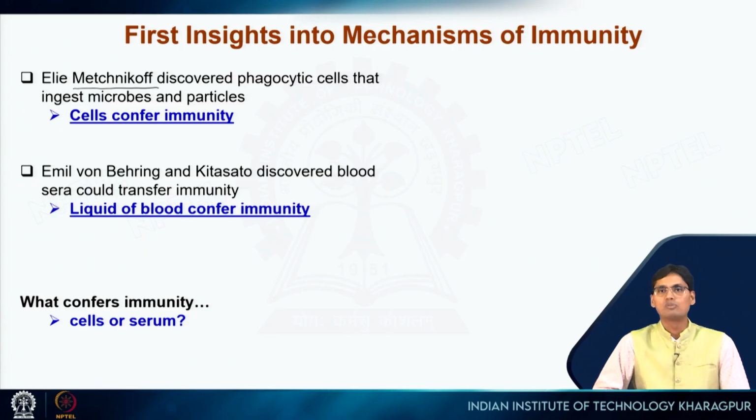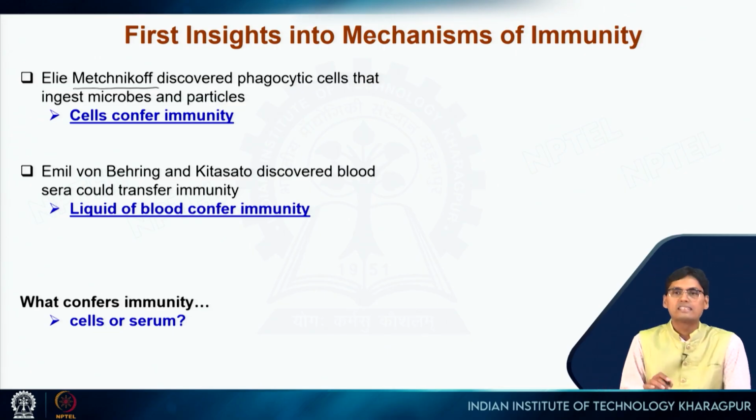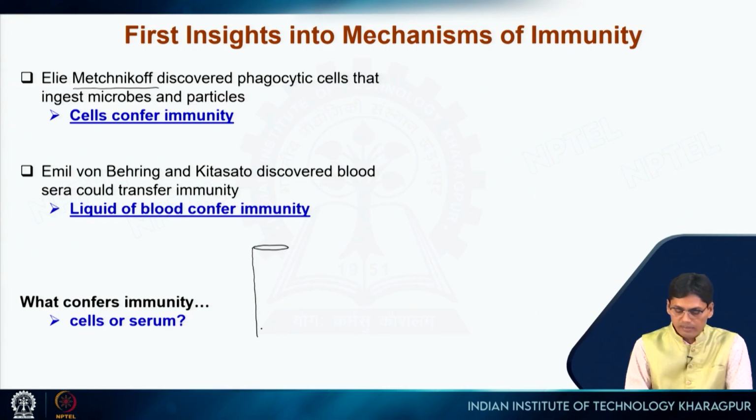This is from a long time back, as you can understand, but now we know both are very important. Sera, that means serum, and cells are both indispensable for immunity, and they protect us. First I should explain what cells and serum are, because that will be clearer to you. For example, if you take a blood sample in this tube, where you just draw some blood from an individual, this is nothing but blood.